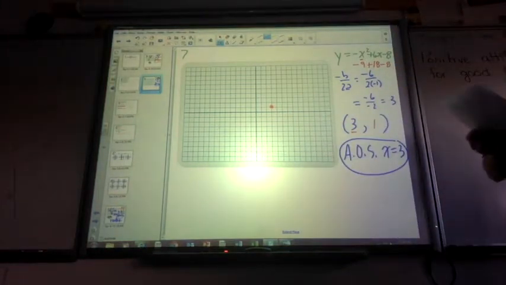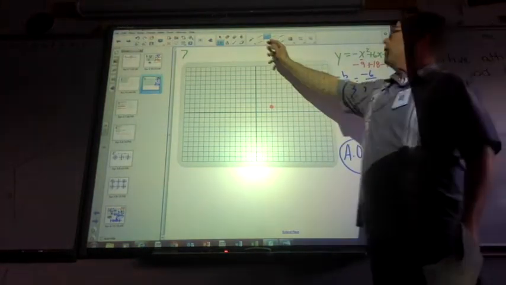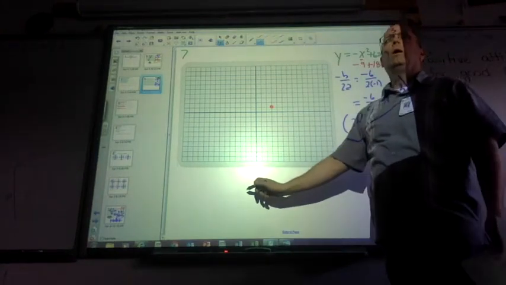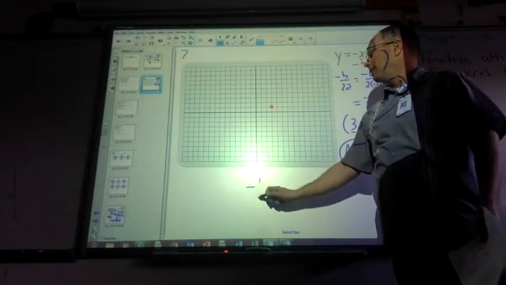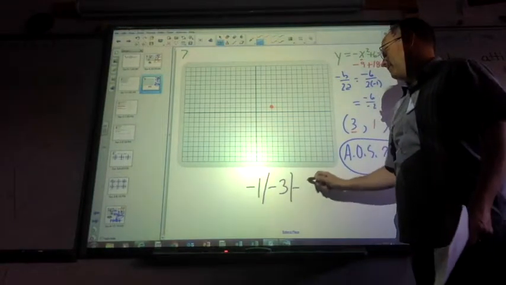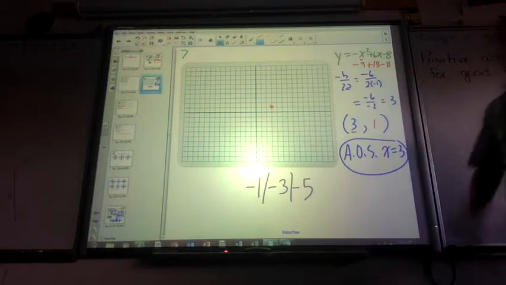Okay? Does it open up or down? Down. Pattern graph work, which way? 1, 3, 5. No. Wait. Negative 1, negative 3, negative 5. Thank you. Good work, Jacob. No applause, just throw money.